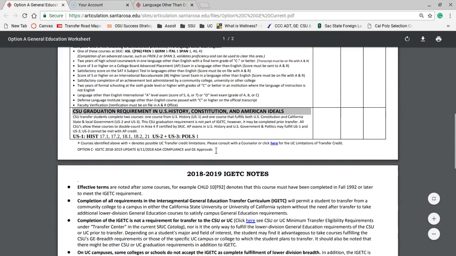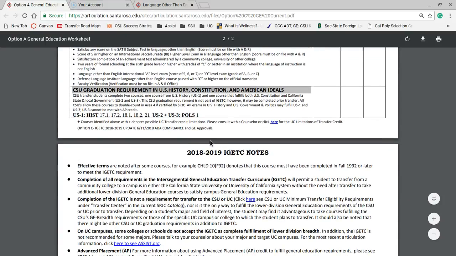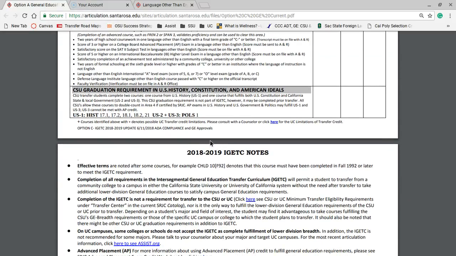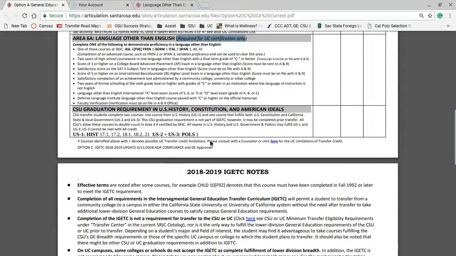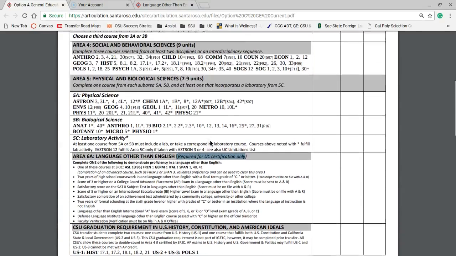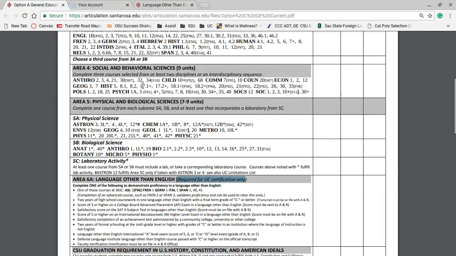And then we are also listing the CSU graduation requirements in history and government. So again, those U.S. history classes and political science 1 for the CSU, if you take those classes, they're going to double count up in area 4. Okay, so you can see that there. These plus signs are a little bit different than what it was on the CSU GE sheet.